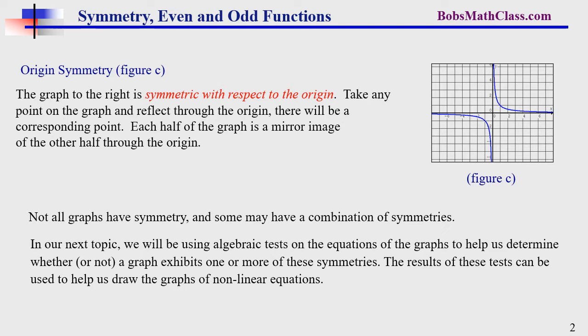Now, not all graphs have symmetry, and some may have more than one type of symmetry. Some might have all three. What we're going to do is talk about how to see whether an equation has these symmetries. That will help us draw different kinds of graphs that we're going to be seeing in the future.